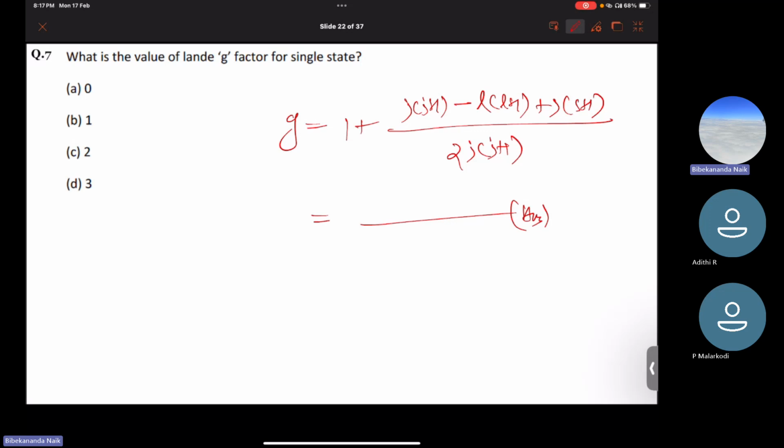So can anyone tell me what will be the correct option for question number 7? The only information we have here is for single state.